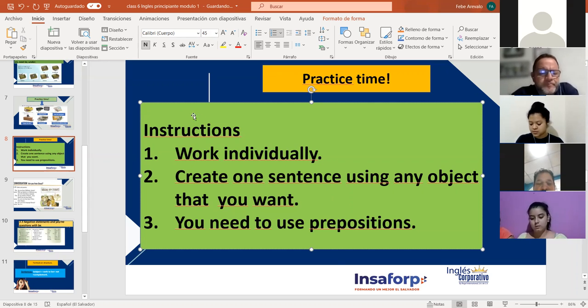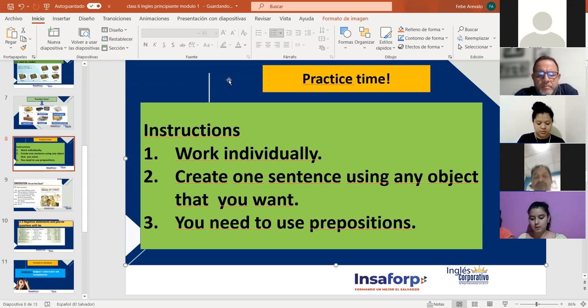Let's see, Romeo Anaya. The boy is in front of the sofa. All right, excellent. The boy is in front of the sofa. Okay. Excellent, thank you. Juan Cepeda.